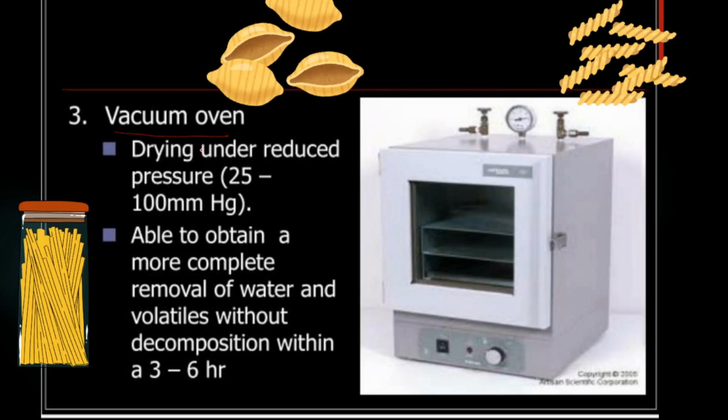Next is the vacuum oven. Drying under reduced pressure, that is 25 to 100 millimeters of mercury. It is able to obtain a more complete removal of water and volatiles without decomposition within 3 to 6 hours. It removes air from the chamber to allow low temperature drying, often used for delicate samples in labs or for drying heat sensitive materials.